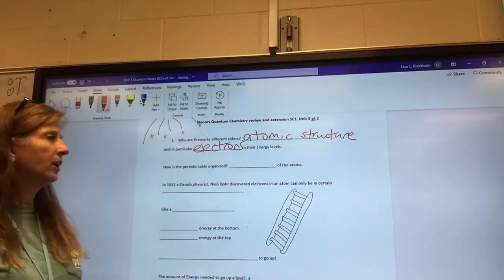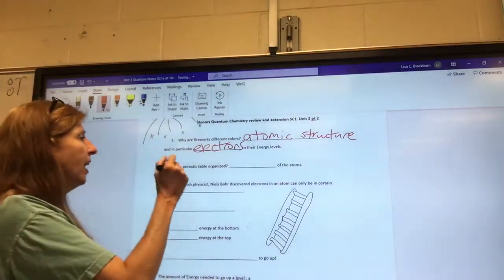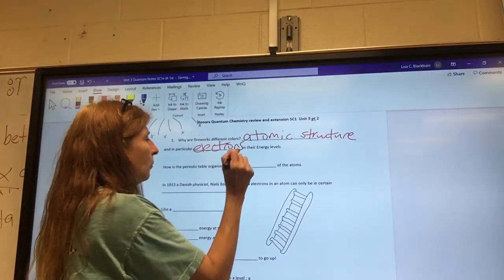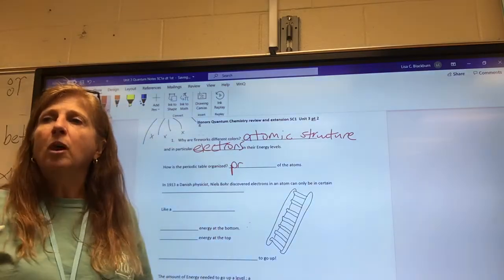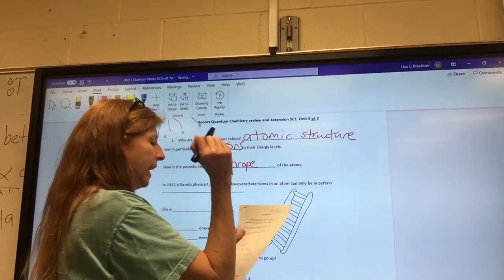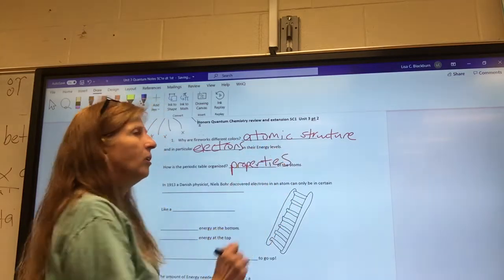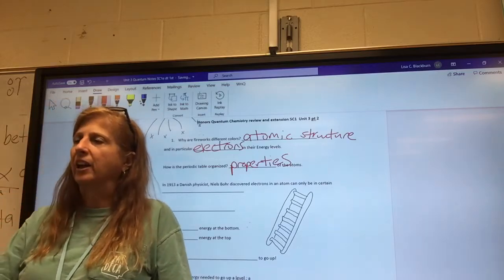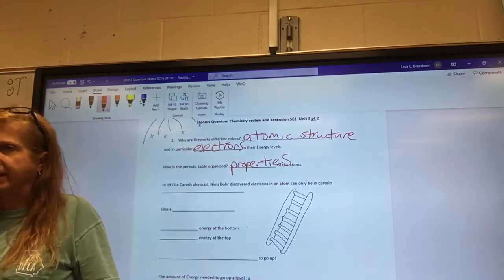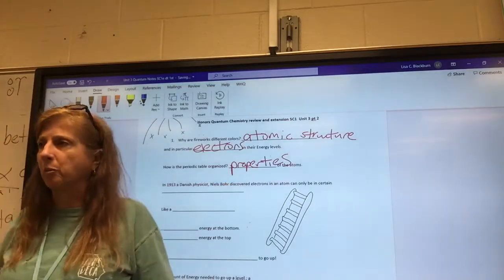And so we're going to talk a little bit about how the periodic table is organized. We know it's organized by number, but it's also organized by properties. And you know that because we labeled different parts of the periodic table, and we said these were all this kind of metal and these were all this kind of gas. Remember that? So we know it is also reflected with the properties.